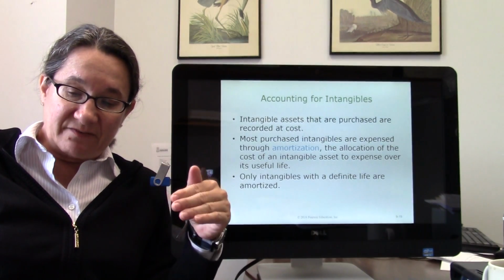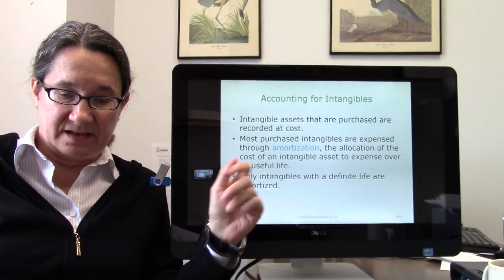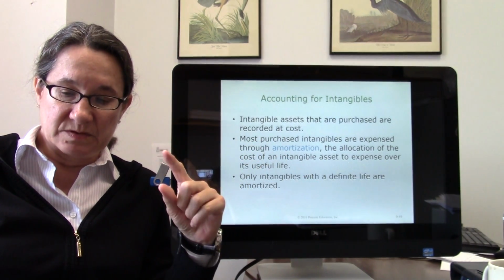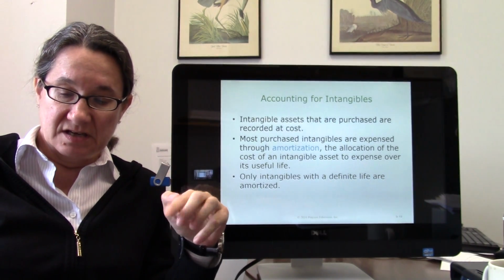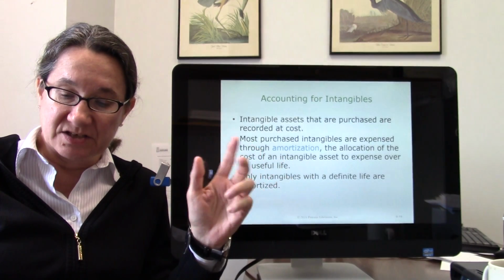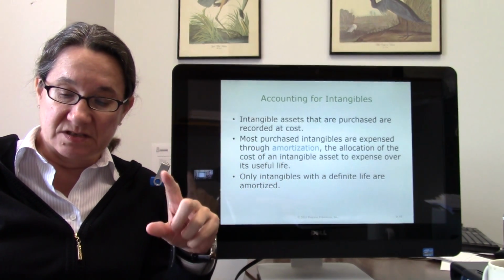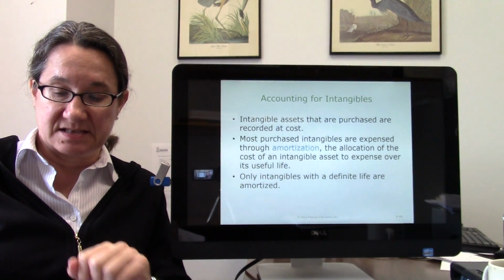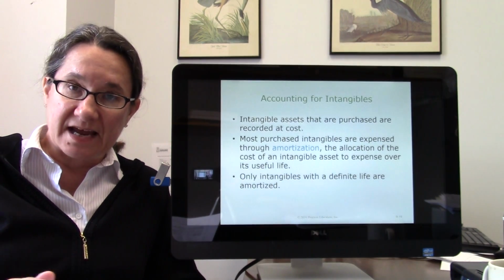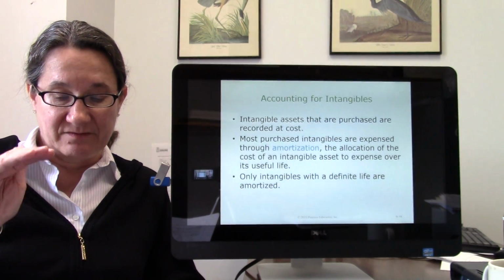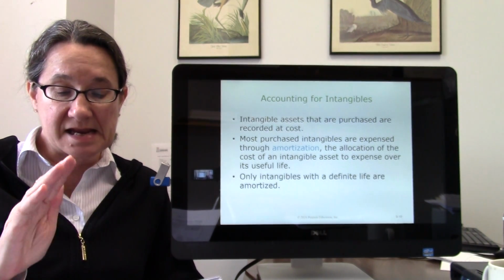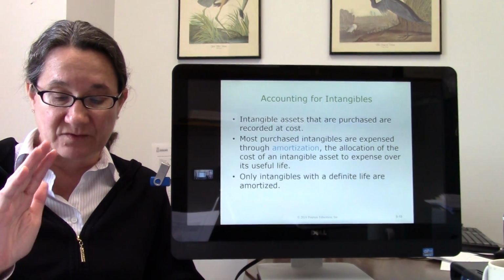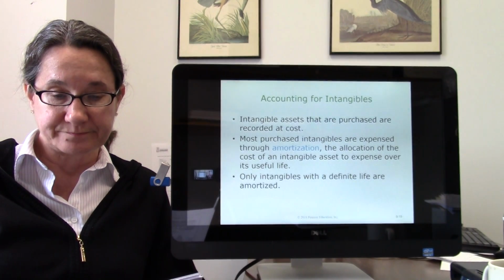Intangibles either have a definite life or an indefinite life. Intangibles with an indefinite life have factors, such as legal and contractual obligations, that limit the usage of the intangible asset. Only intangibles that have a definite life are amortized. Intangible assets with an indefinite life are tested for impairment annually.